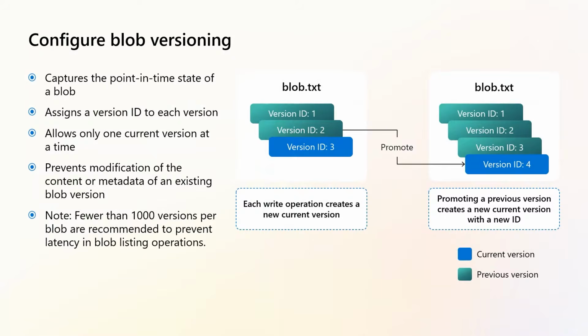Each blob represents a file, but that does not mean we only retain the latest version. Blob versioning captures the state of a blob each time it is modified, assigning a unique version ID. Only one current version exists at a time, and promoting a previous version creates a new current version with a new ID. For the exam, know that keeping fewer than 1,000 versions per blob is recommended to avoid latency issues. Every write creates a new version, so understand the storage cost implications.